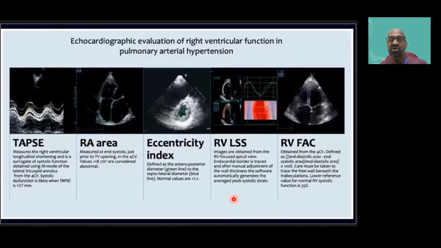The American Society of Echocardiography has described the following parameters which are useful in the echocardiographic evaluation of right ventricular function in patients who have pulmonary arterial hypertension. These are TAPSE, that is the tricuspid annular plane systolic excursion, right atrial area, the eccentricity index, right ventricular longitudinal strain, and right ventricular fractional area change.